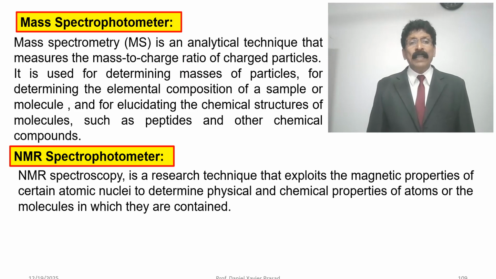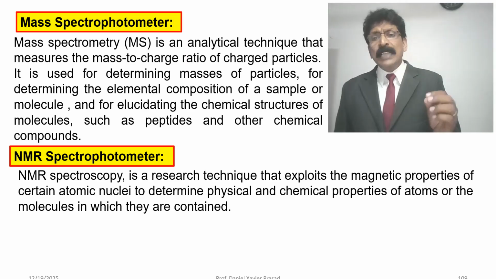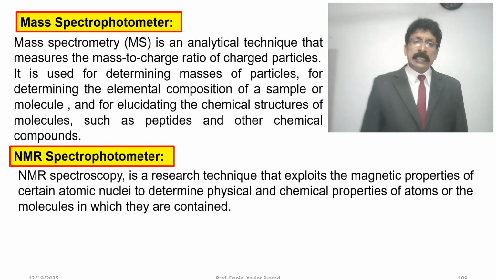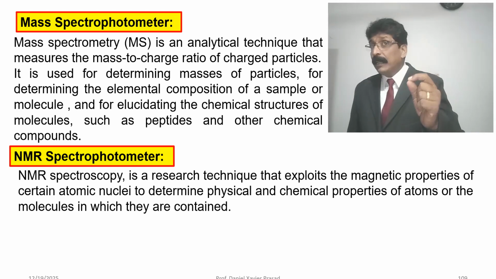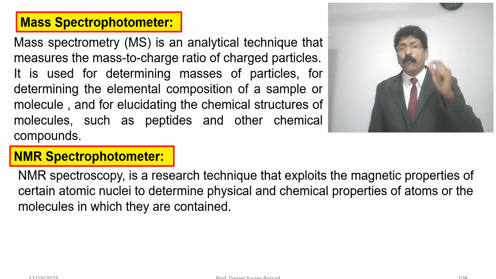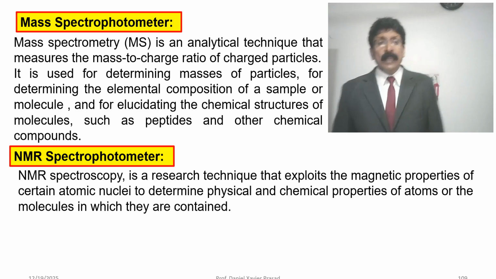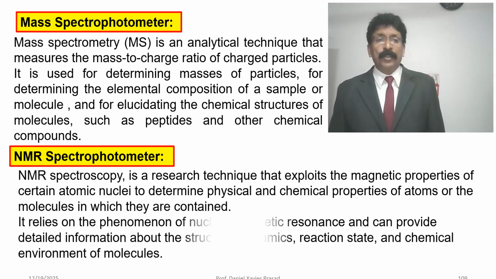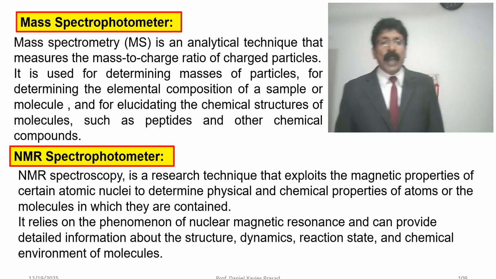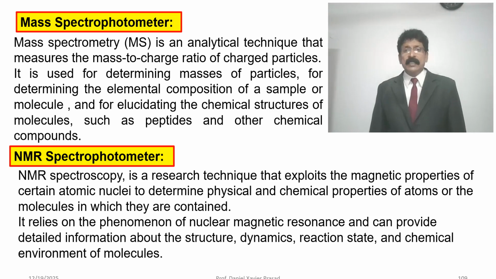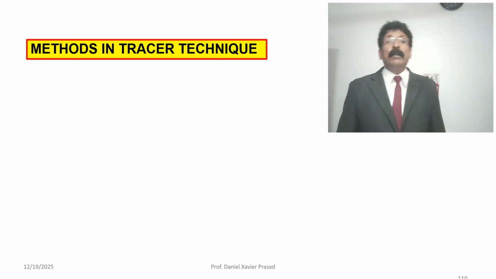NMR spectroscopy, nuclear magnetic resonance spectroscopy, is a research technique that exploits the magnetic property of certain atomic nuclei to determine the physical and chemical properties of atoms, like carbon and nitrogen, or the molecules in which they are contained. It relies on the phenomenon of nuclear magnetic resonance and can provide detailed information about the structure, dynamics, reaction rate, and chemical environment of the molecule.